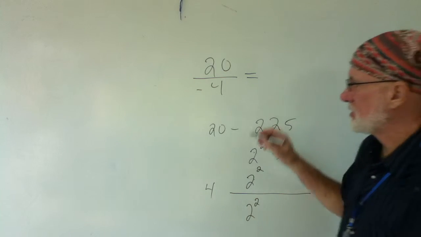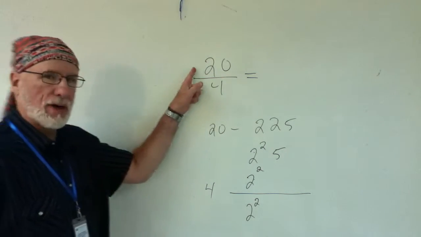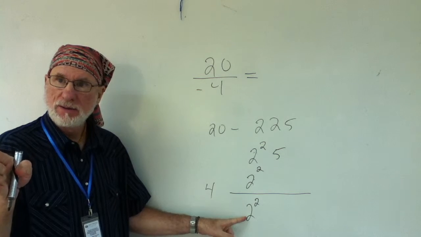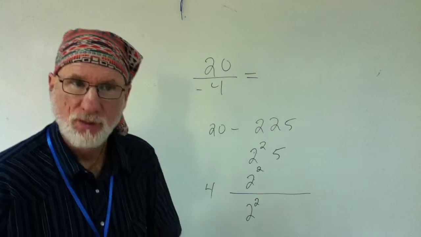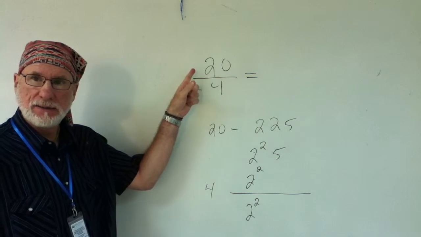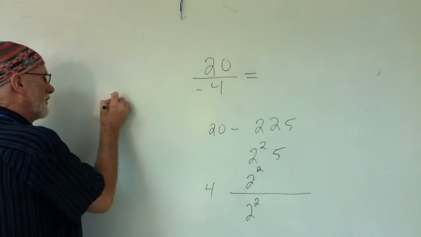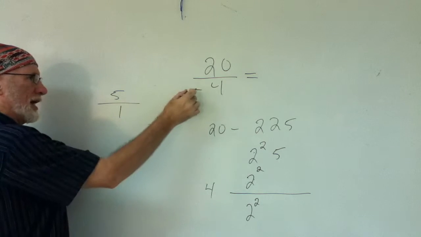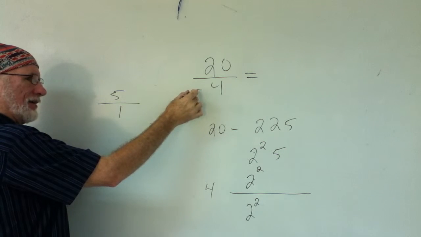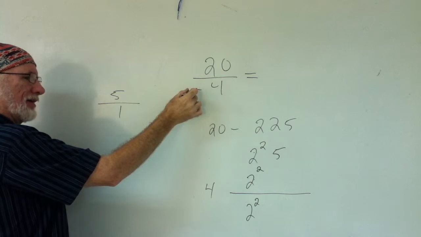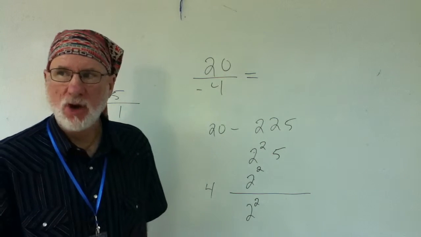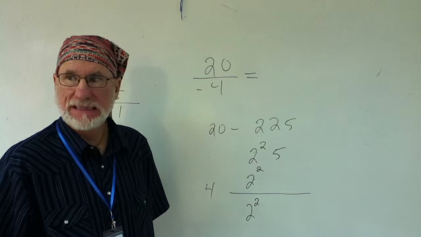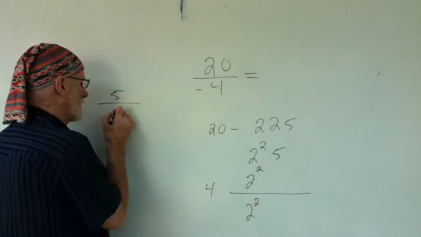Now what do you do? Well, you have to say, okay, let's divide the numerator and the denominator by that number, which is 4. 2 squared is 4. So 20 divided by 4 is 5. 4 divided by 4 is 1. Do you have that negative still? Is that still there? Don't be afraid to answer. It's okay to be wrong. Is that negative sign still there? Yes, it is. Absolutely.